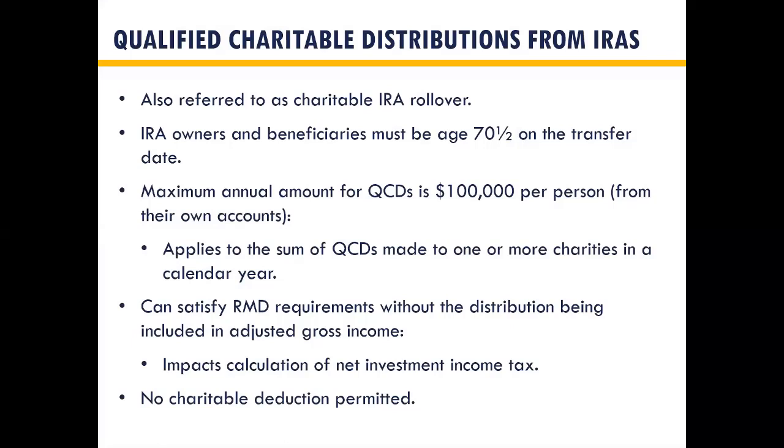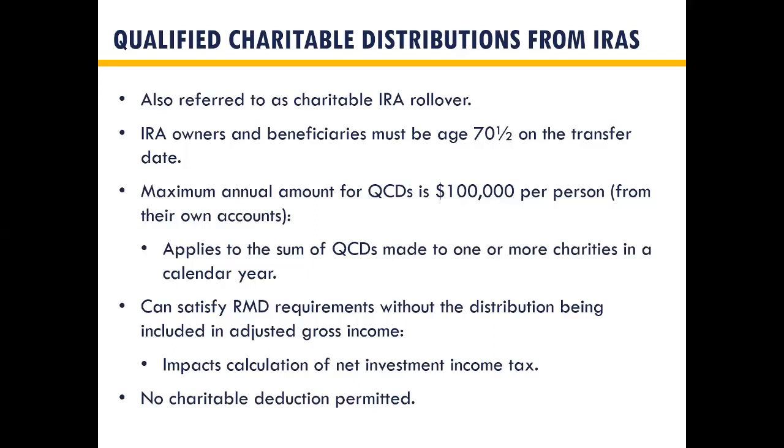Qualified charitable distributions from IRAs, we talked about that a little bit in the earlier part of the presentation, also referred to as a charitable IRA rollover. Depending on whether you're in the financial markets or more in the tax world, the qualified charitable distribution is the technical tax term for those qualified transfers from a traditional IRA to a qualified charitable organization. The requirements are here. I think most organizations are familiar with those.